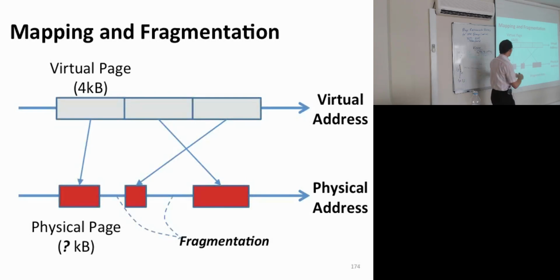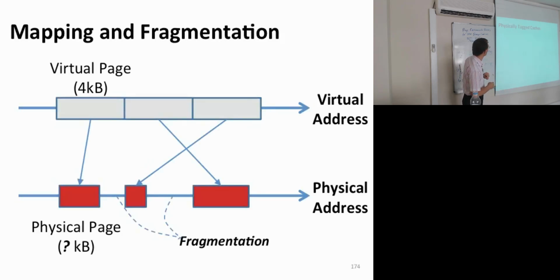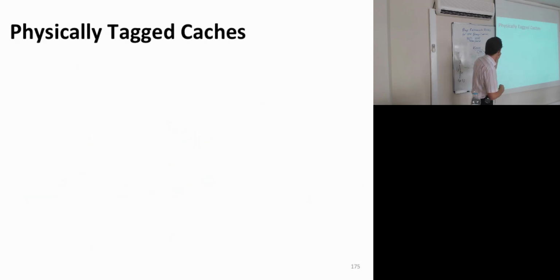Then the question is, how do you actually put these different pages in different locations? You can divide the memory into different physical size blocks and then allocate from those blocks. But this problem can be solved, and people have looked at this.